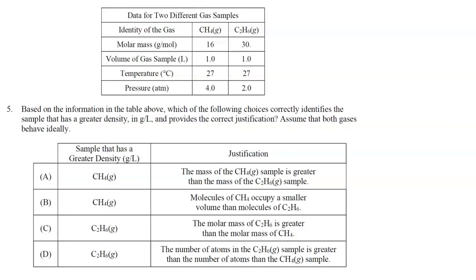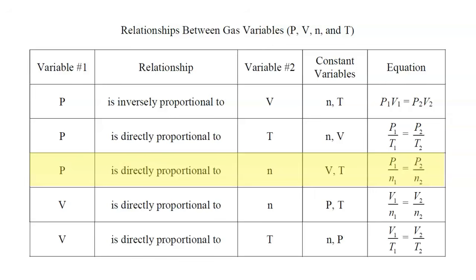So the 4 variables that are normally used to describe the properties of a gas are volume, temperature, pressure, and number of moles. Examining the information in this data table, we can see that each of these gas samples has the same volume and the same temperature. That means that we can focus our attention on the ratio of pressure and moles. Like I had mentioned in question 4, under conditions of constant volume and temperature, the pressure of the gas is directly proportional to the number of moles of gas.